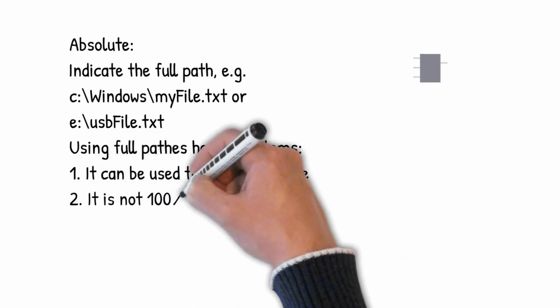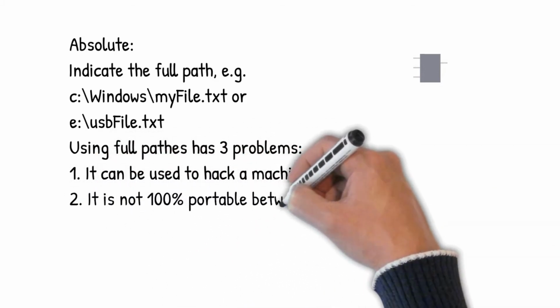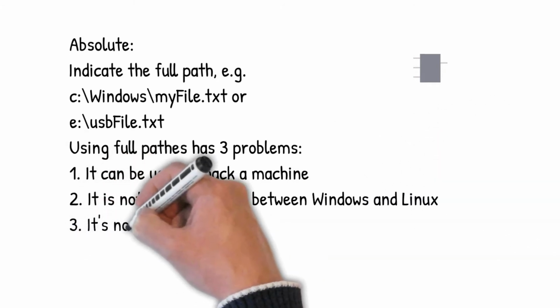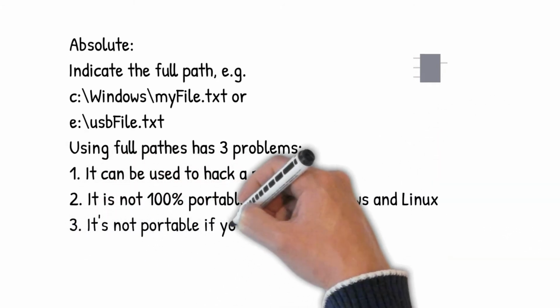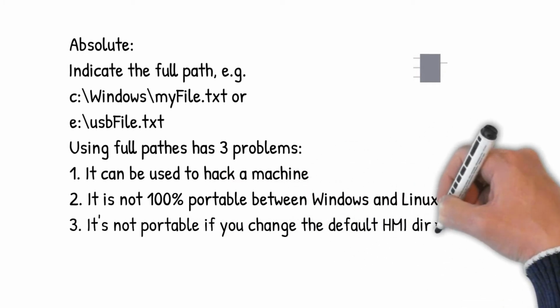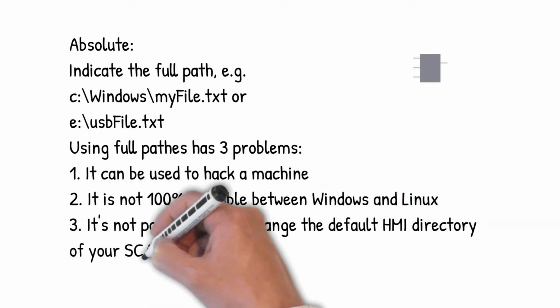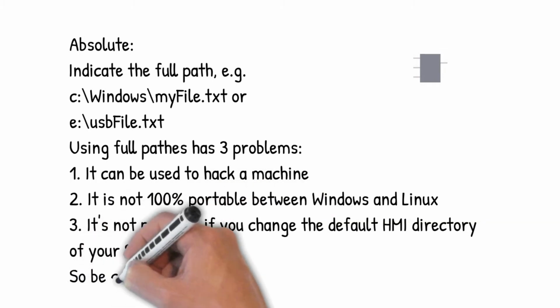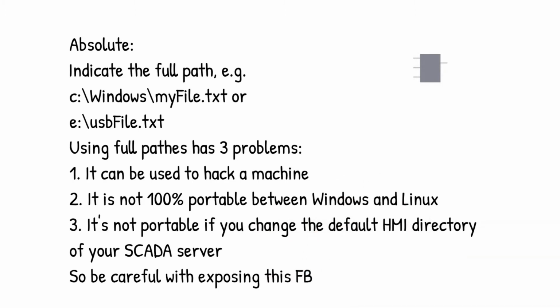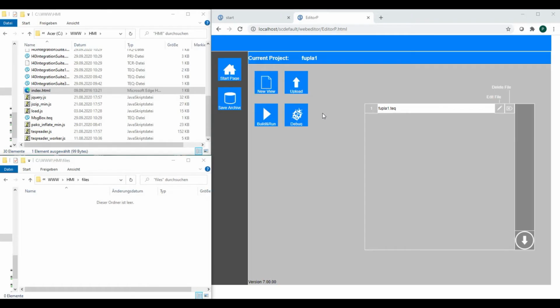Using full paths has three problems. First of all, it can be used to hack a machine. The second is it's not fully portable between Windows and Linux or other operating systems. And third, it's not portable if you change the default HMI directory of your SCADA server. So be careful with exposing these function blocks. So let's get started with the examples.